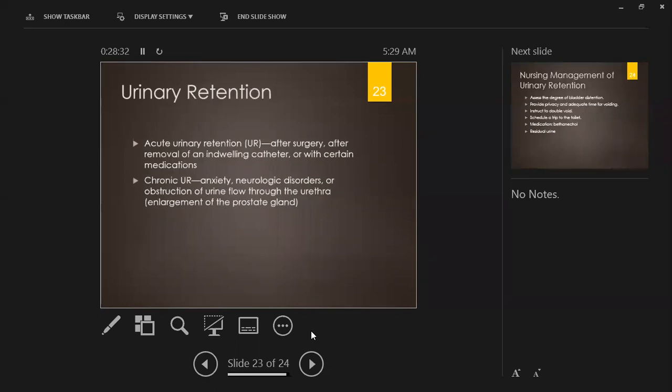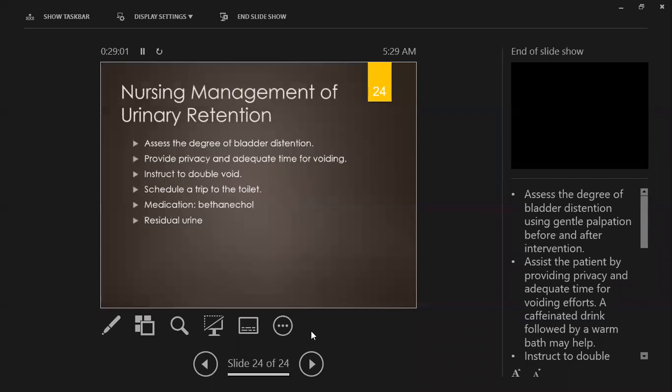Urinary retention. There's two types of urinary retention. There's acute urinary retention. We see this a lot after surgery, after the removal of a catheter, sometimes even with certain medications. With chronic retention, it's more anxiety or there's a neuro disorder or potentially even an obstruction that's causing the lack of urine flow through the urethra, like an enlargement of the prostate gland or a urologic stone somewhere.